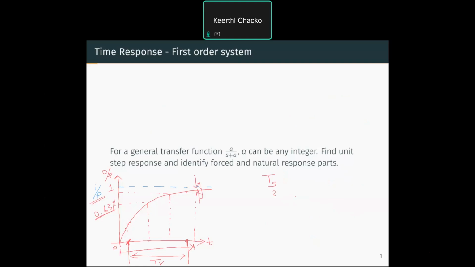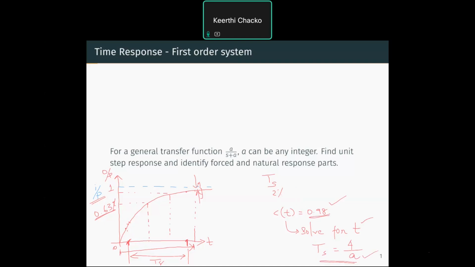2% settling time is for 2% of the final value. We substitute C of t equal to 0.98 and solve for t. We get Ts equal to 4 by a. Similarly, there are various other criteria, such as 5% settling time. So the 2% settling time value is given by Ts equal to 4 by a.